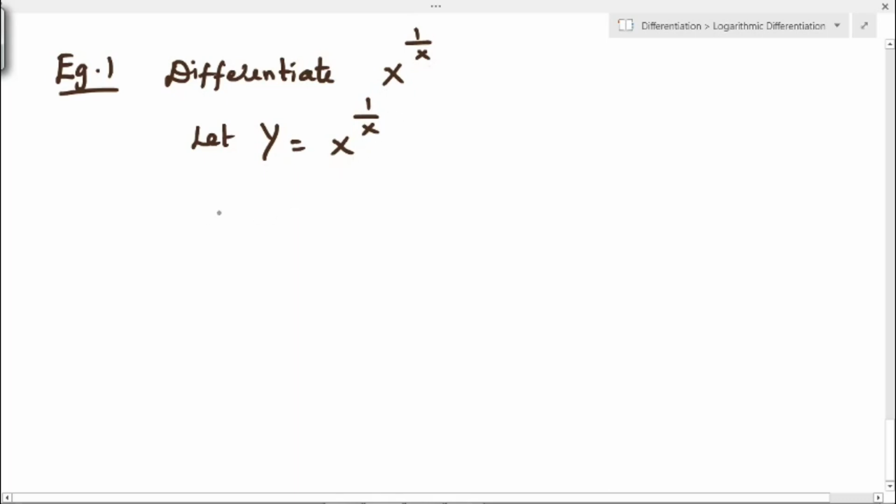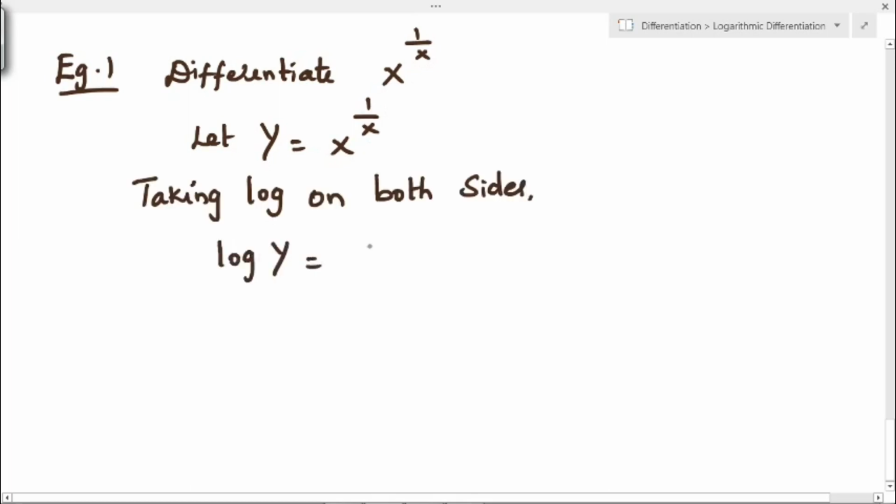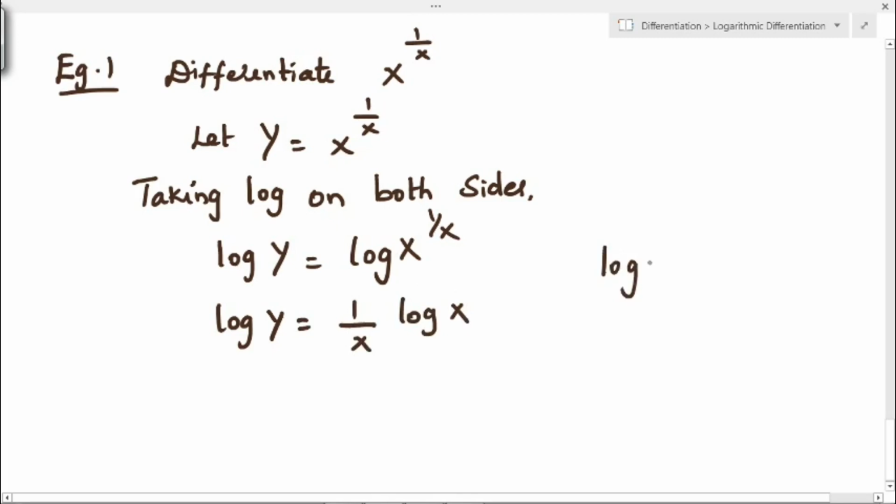Now we have to take log on both sides, that is log y equal to log of x to the power 1 by x. So this can be written as log y equal to 1 by x into log x, because we are going to use the logarithmic property, log a power n equal to n log a. That is, we have to take the power term to the front. So here we are using the same property, and this becomes 1 by x into log x.